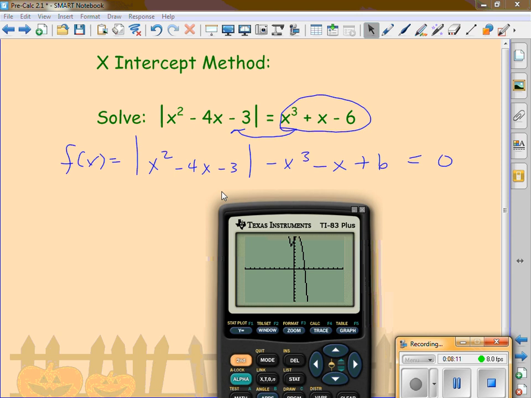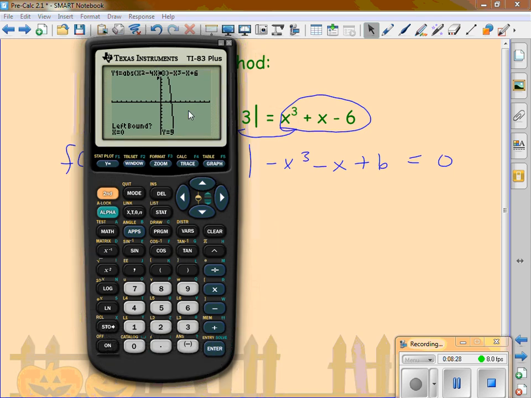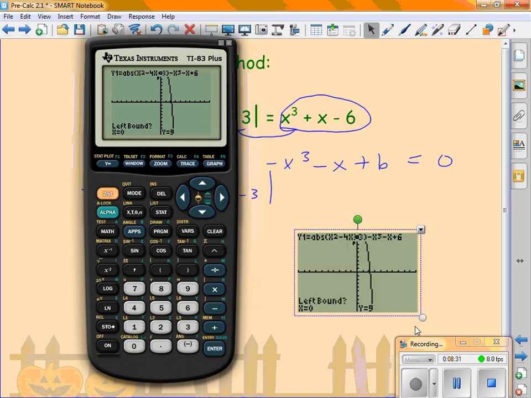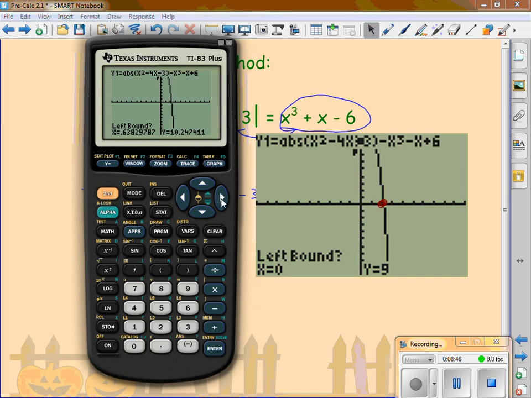I need to find the x-intercept. So I'm going to hit second calc. I want the 0. That is the x-intercept. So 2. My left bound. If I have my graph here, I know my x-intercept is right here, correct? I need to pick something to the left of this. So it's up here. Where's my x at? There it is. Anywhere over here, I can hit enter.